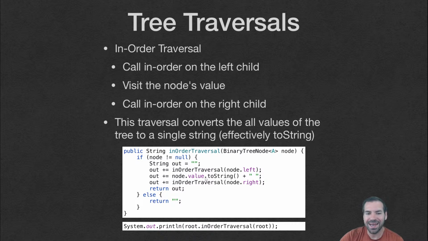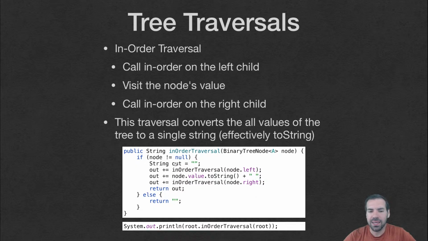I'm going to concatenate the value at this node to a string. I'm allowed to call toString even though I don't know its type, because every object in Java has a toString method, like we talked about last time. Accumulate that, and then make the right recursive call, and whatever it returns, accumulate that.